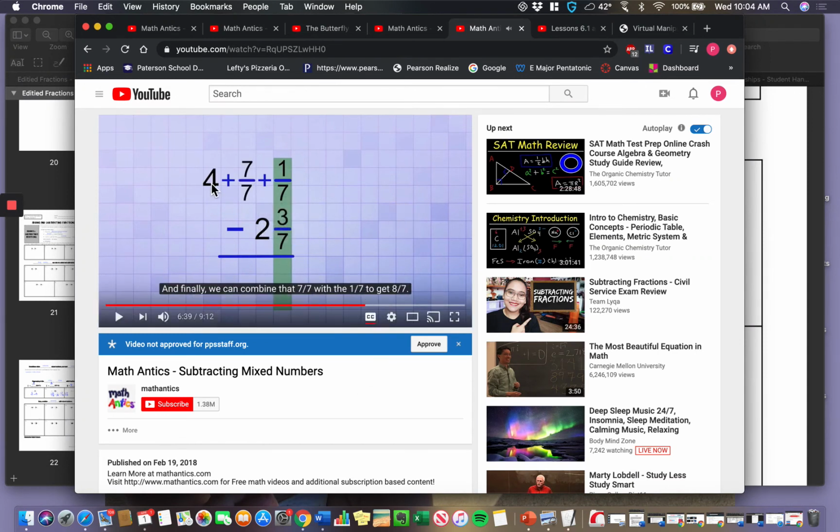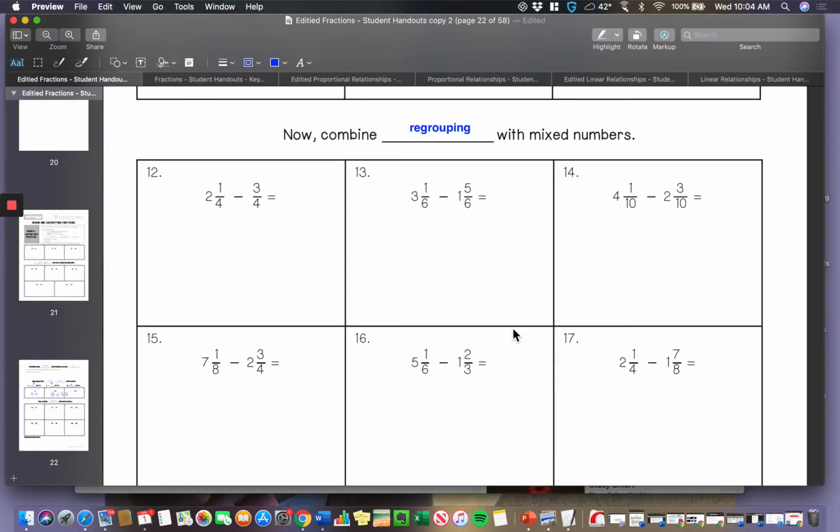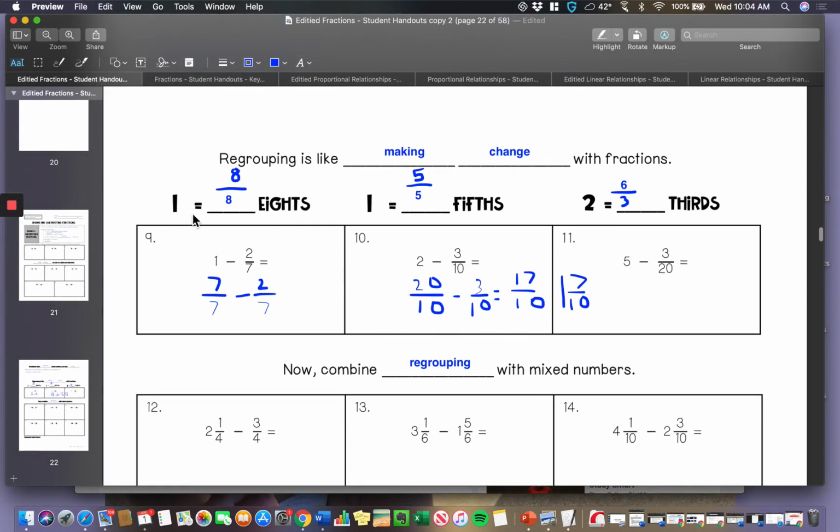So what he just did there is he broke 5 down, and he borrowed 1. But when he borrowed the 1, he changed that 1 into 7/7. So that's a lot like when we are doing our top over here, right? If we want to change 1 into eighths, it's going to be 8/8.